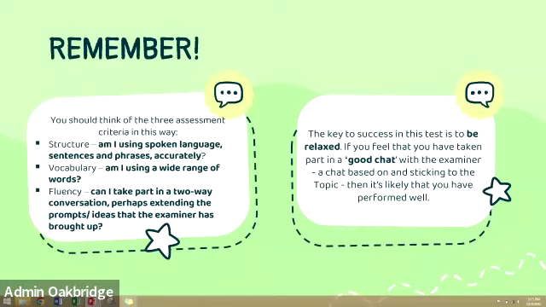Third one, fluency. Ask yourself, can I take part in a two-way conversation? Perhaps extending the prompts or ideas that the examiner has brought up. So if you check with yourself with all these three things and you think you're doing a good job, then you are on the right path for your speaking test.